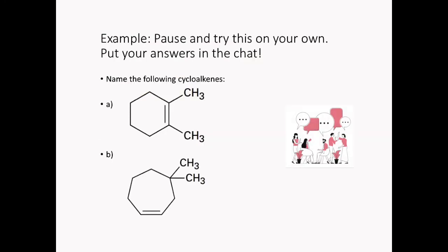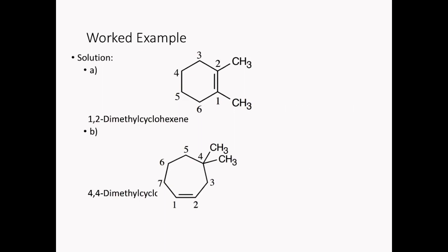Now again, pause the video and try this on your own and put your answers in the chat. So here for problem A is 1,2-dimethylcyclohexene, so it's a 6-membered ring, which would be cyclohexane, but there's a double bond, so that becomes cyclohexene.